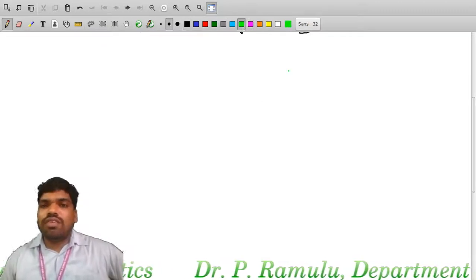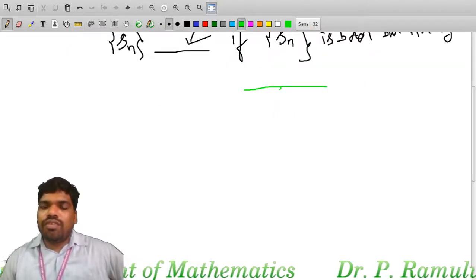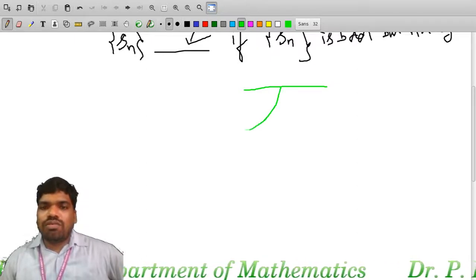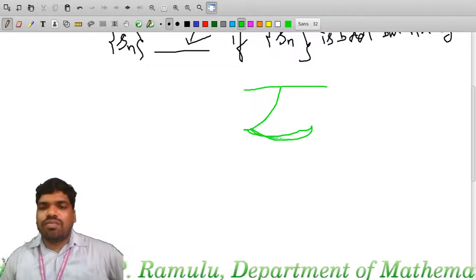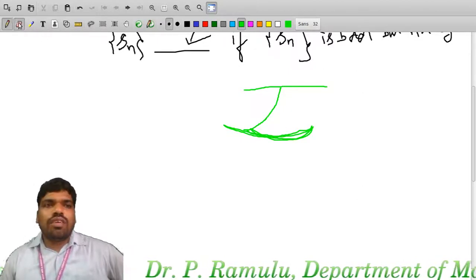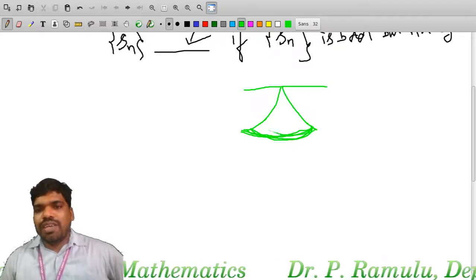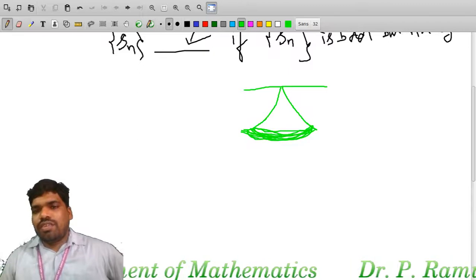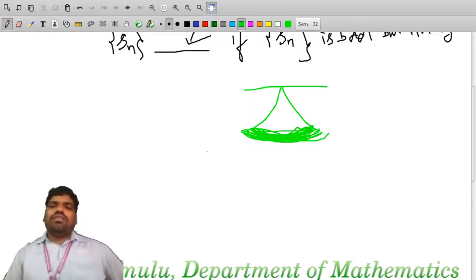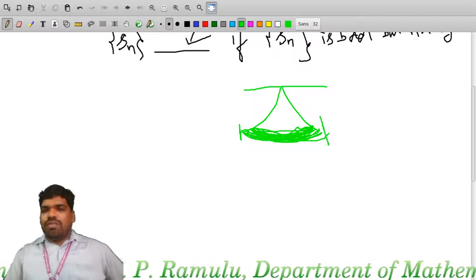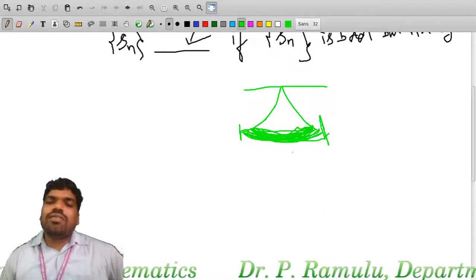Look at how such a sequence behaves. The sequence is bounded, so the values keep moving within this part only. Substituting n, this is the lower bound and this is the upper bound. As n tends to infinity, the values of the sequence keep moving in this region. If it is like this, the sequence is finitely oscillatory.